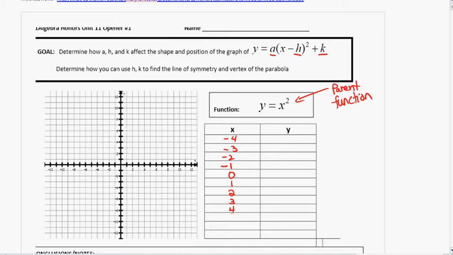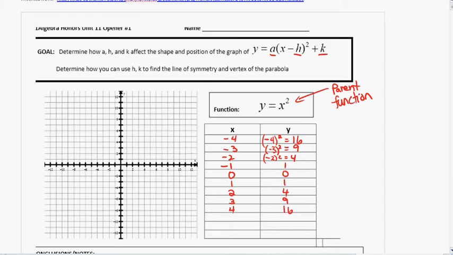So I could plug it in. This is -4 quantity squared, which is 16. The next one, again, I plug in x as -3. Squared gives me y, which is 9. -2 squared gives me 4. -1 squared gives me 1. 0, 1, 4, 9, and 16.